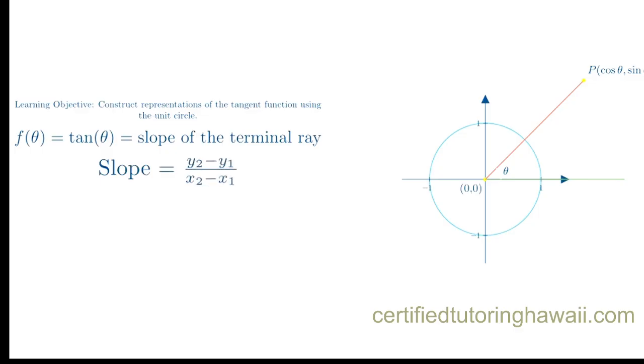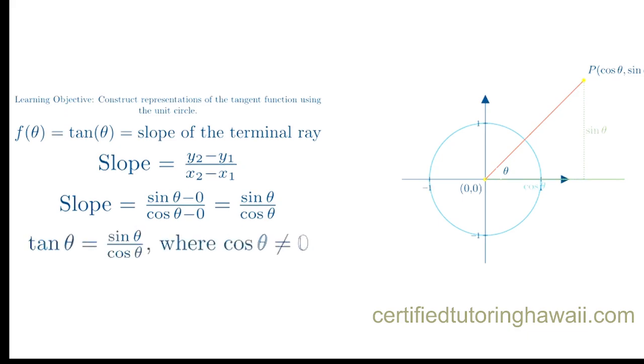Let's remember how we find the slope of a line. We use the formula rise over run, or the change in y divided by the change in x. Our line passes through the origin, (0, 0), and the point P, which is (cos theta, sin theta). So, the slope, tangent of theta, is the change in y, which is sine theta minus 0, divided by the change in x, which is cosine theta minus 0. This simplifies to tangent of theta equals sine of theta over cosine of theta.